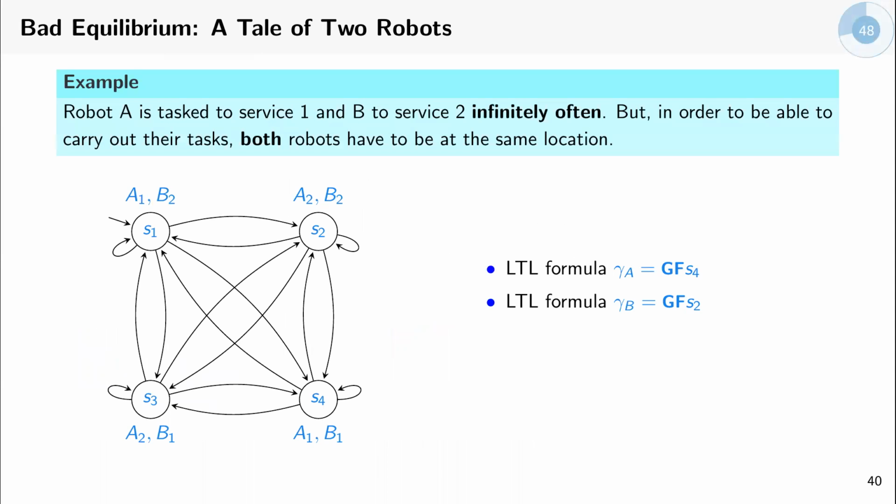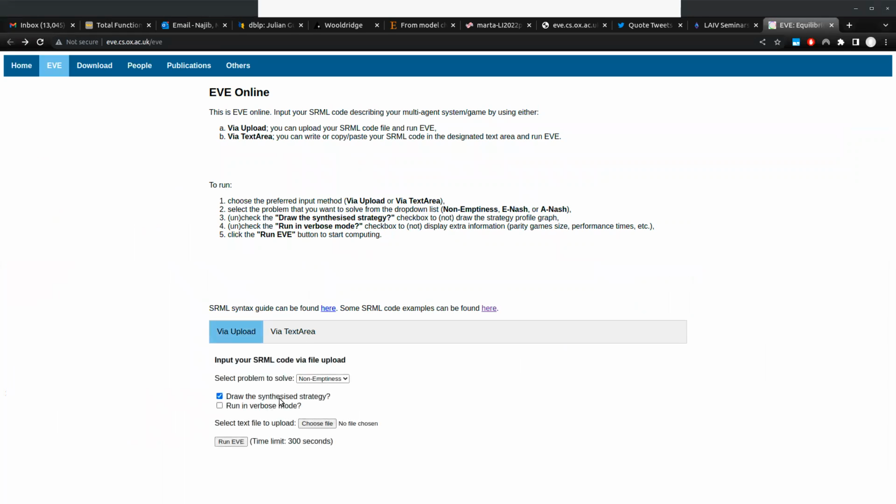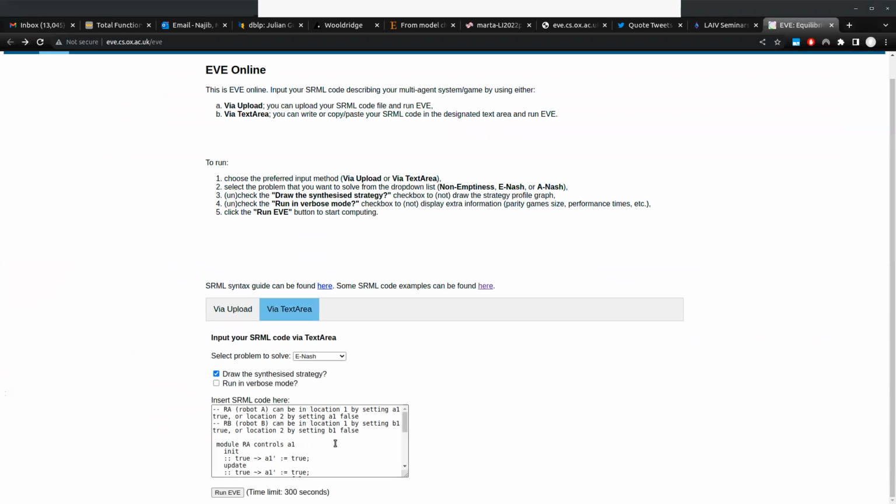Okay, we can move on to the second part, repairing. So we have this running example. What if we have a bad equilibrium? A stays at 1 forever, B stays at 2 forever. It's a Nash equilibrium. We can check it here. So is it possible to have a Nash equilibrium in which A forever stays at 1 and B at 2?